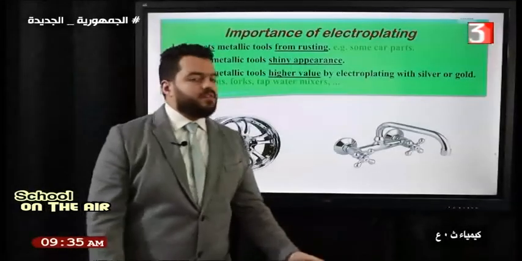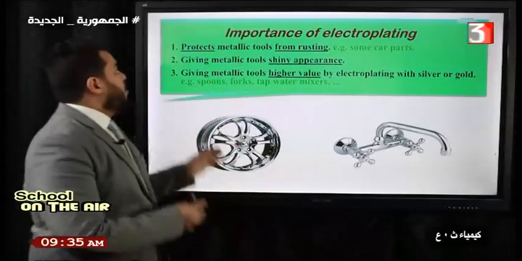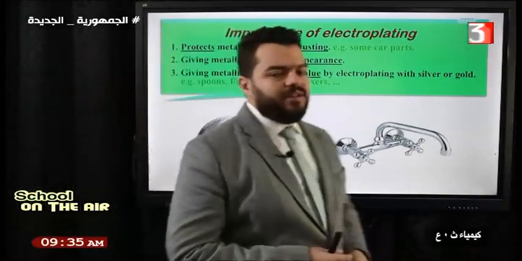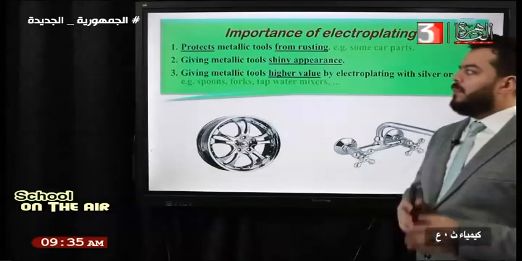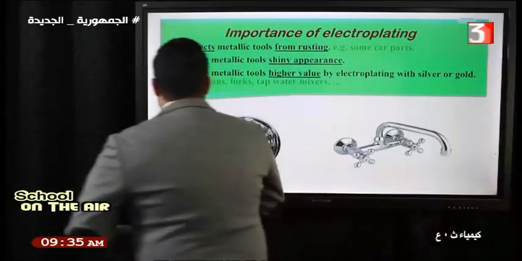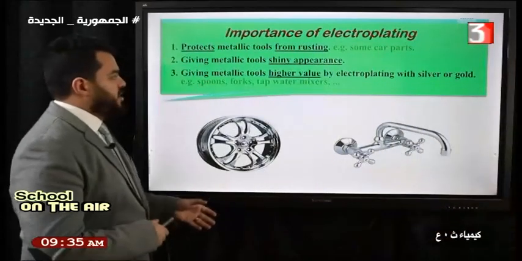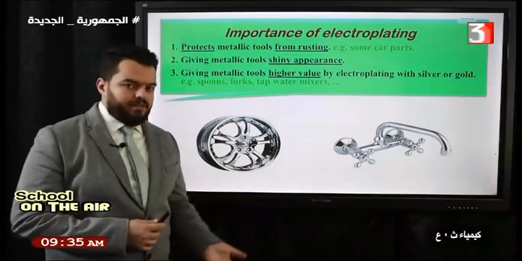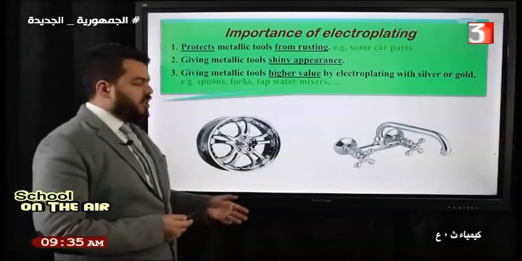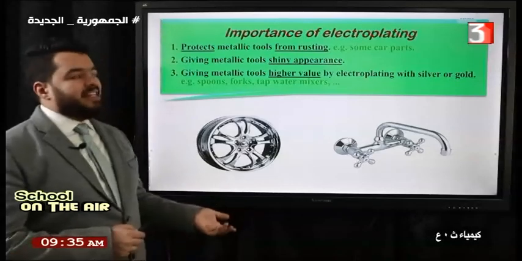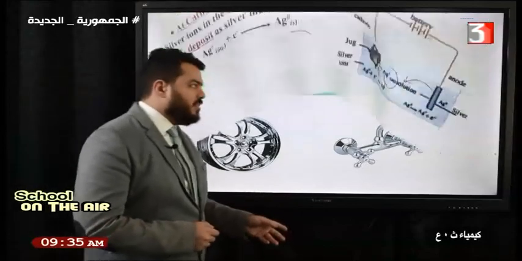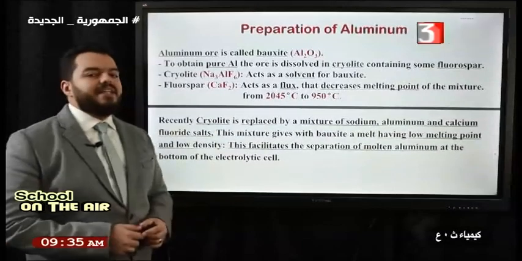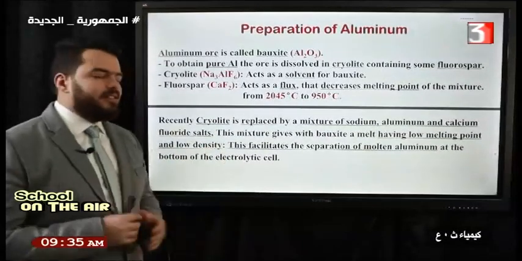Okay, what is the importance of electroplating? It protects the metal from rusting and from corrosion. The other use is that it gives the metal tools a shiny appearance and gives a higher value to that metal. Okay, the other application of electrolysis cells will be the extraction of aluminium.